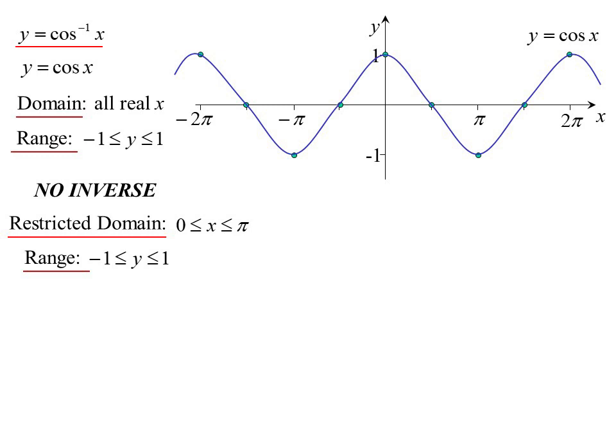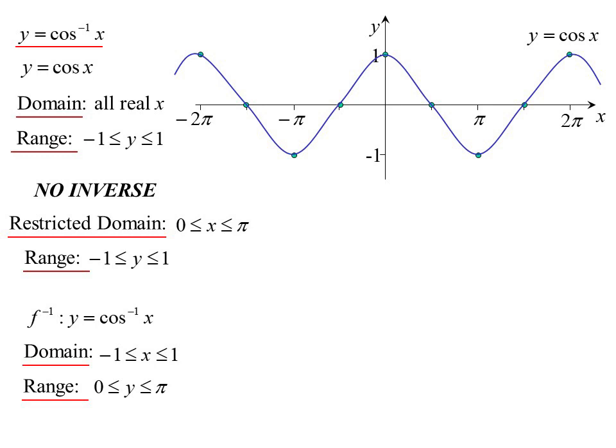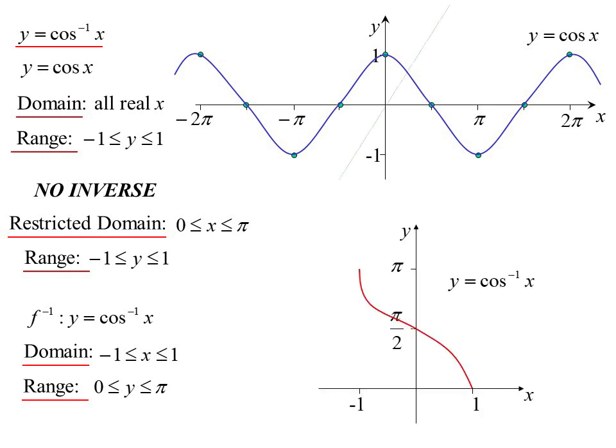So the range is still -1 to 1. So for my inverse, they'll swap around. Domain -1 to 1. Range will now be 0 to π. Again, we would reflect in y equals x, and we would end up with something like this. And what we saw yesterday is we said an even function won't be even when we find the inverse, and sure enough it's not an even function. We haven't ended up with an even function.